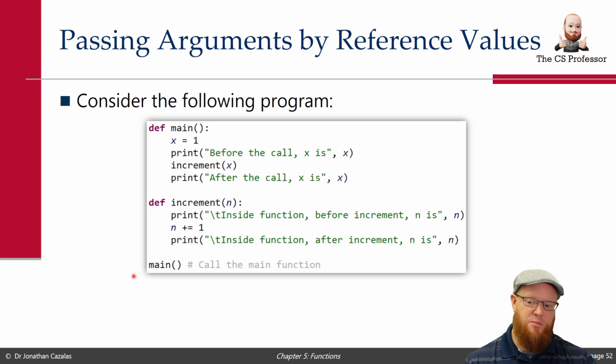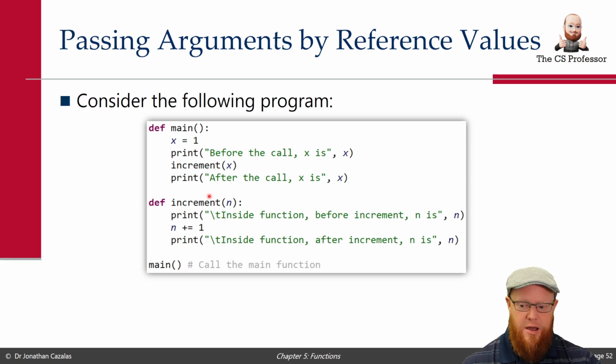So consider the following program. We have a main function, and then we have an increment function, and we call our main. Let's look at our main function. We say x equals 1, and then we print "before the call x is", and you would expect the answer to be 1. Then we call an increment function, and we send over x, which is 1, and then we print "after the call x is" something. Well, let's try to understand this.